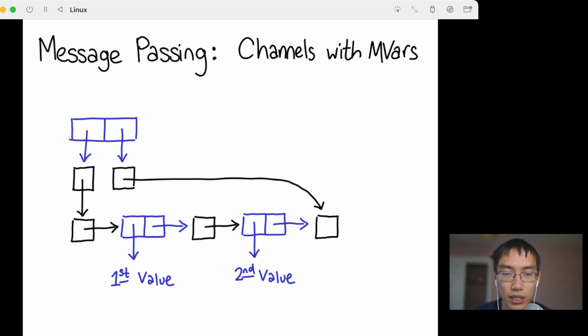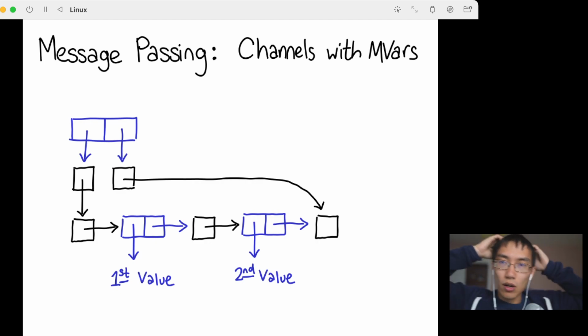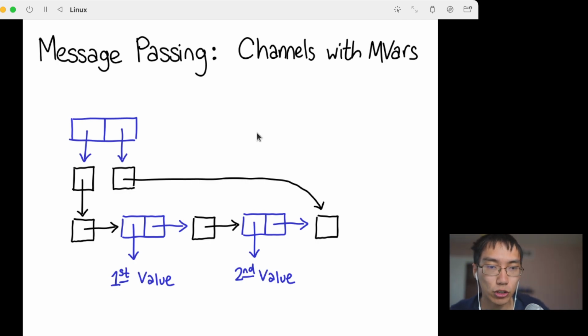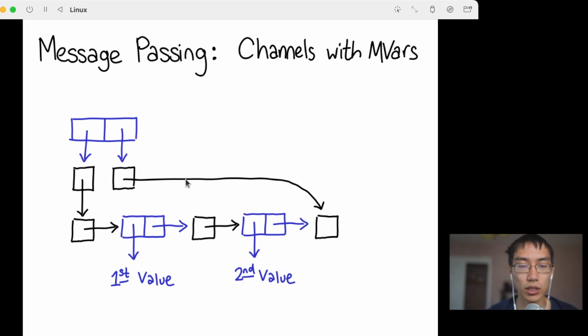And the way the channel works is we will in fact represent it as a linked list of MVars with a pair of MVars pointing us to the beginning and the end of the list. So in this picture, the black boxes are MVars, and the blue boxes are just traditional Haskell data structures. So this would be our data structure representing the channel with its head MVar and its tail MVar, and then these blue boxes would be like list cells containing the value as well as a pointer to the next MVar in the list in question.